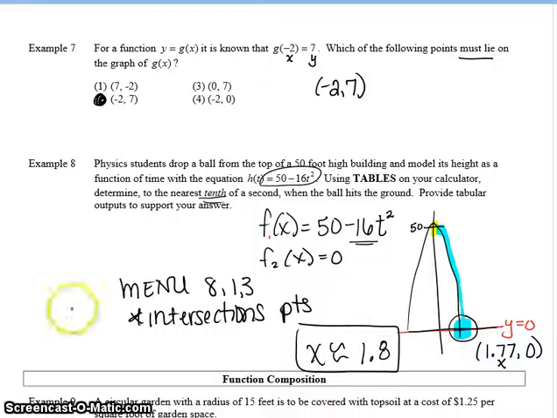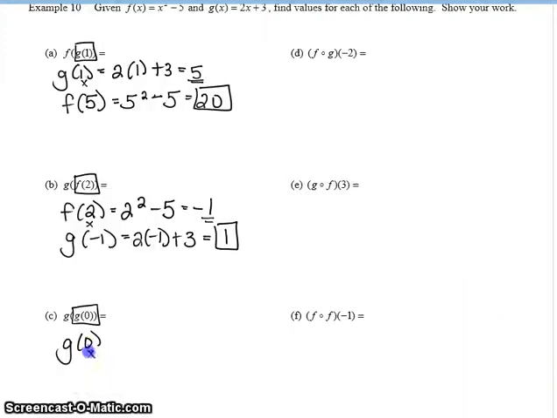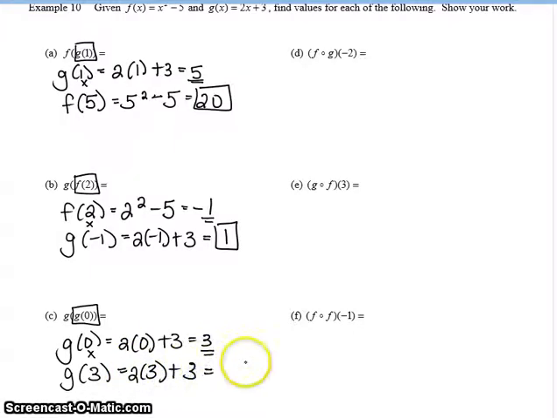Part C, g of g of 0. You're going to take a 0 and plug it into the g function wherever you see an x. So 2 times 0 plus 3 results in a 3. Now take that 3 and plug it in the g function again. That's going to be 2 times 3, which is 6, plus 3, which is 9. Final answer.